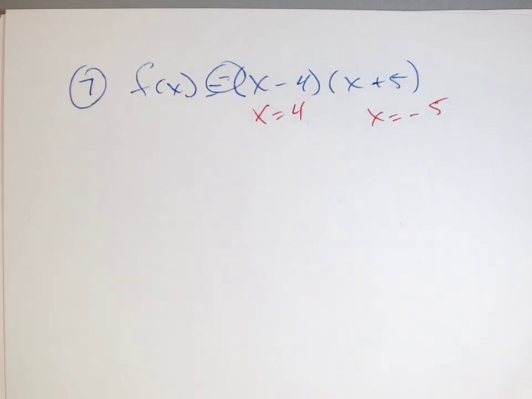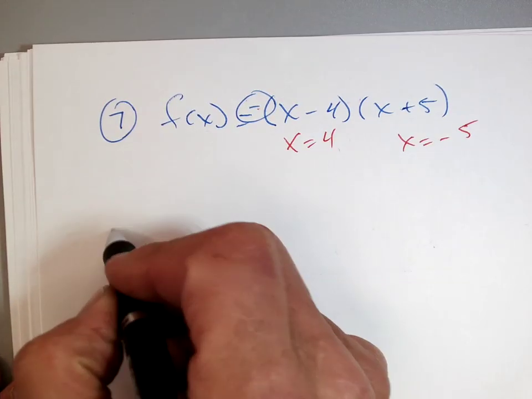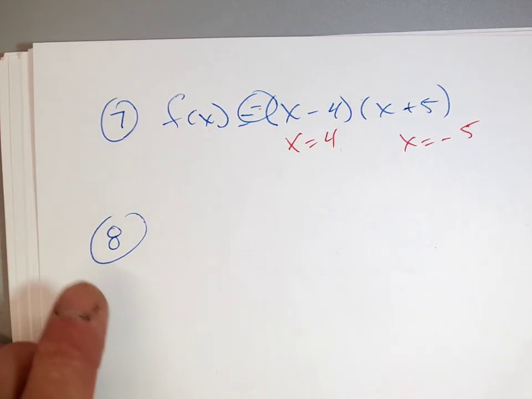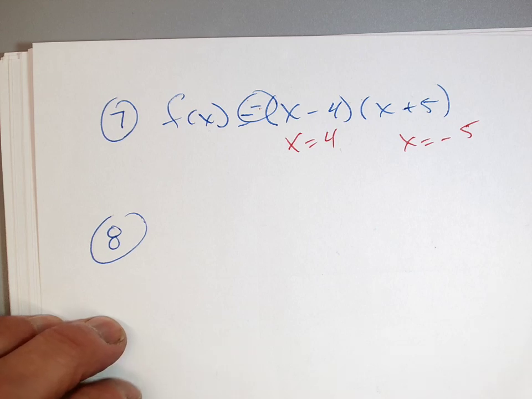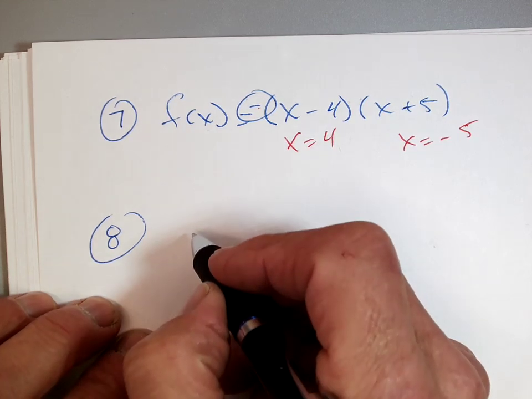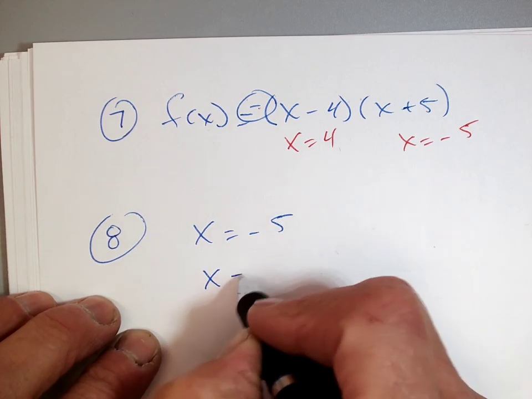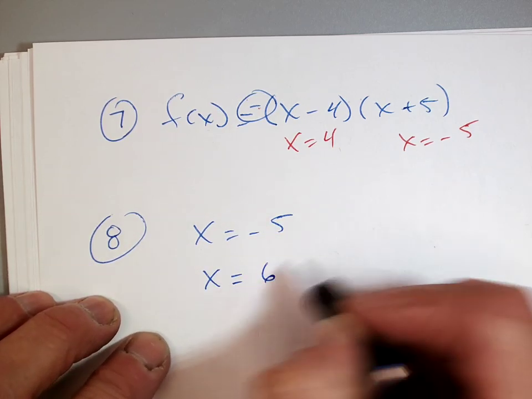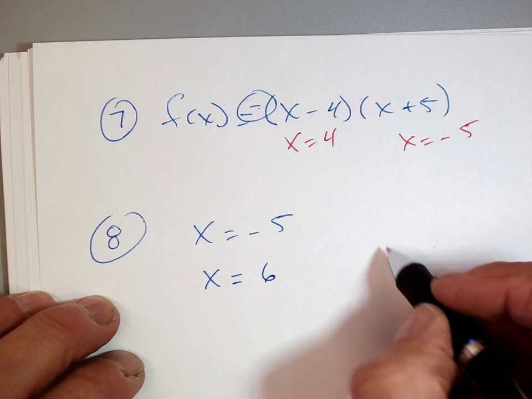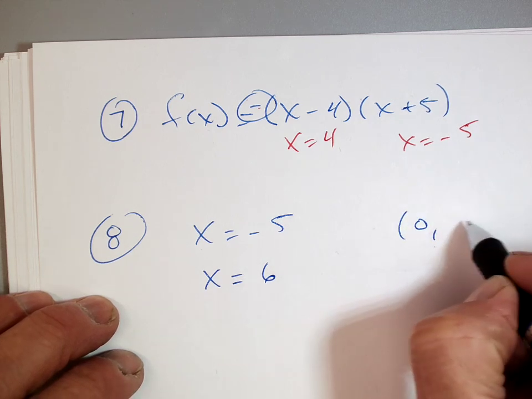Number 8 is different. With number 8, we're actually going to have to find a little bit more information, Caleb. 8's different because we will have to find out where it goes through. So 8 says we've got x-intercepts of x equals negative 5 and x equals 6. Now it also has to pass through the point 0, negative 2.